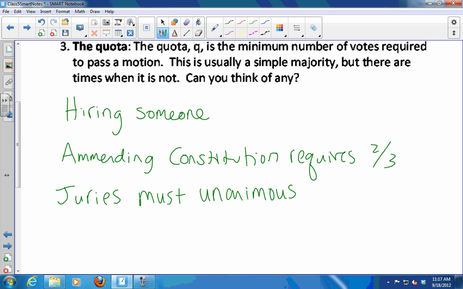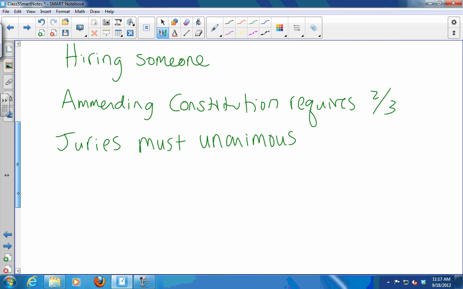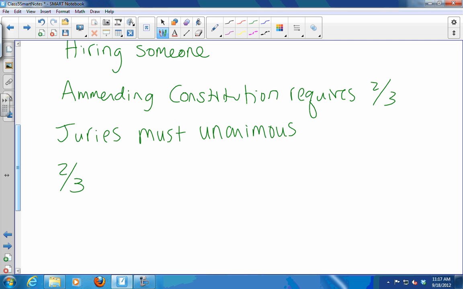You need 2/3 in another situation that has to do with our government. To pass a law? To overcome a veto. Yeah. If Congress passes a law, it takes just a majority to pass a law. But if the president vetoes it, it goes back to Congress, and if they can pass it with 2/3, it's veto proof. So 2/3 of Congress makes a law veto proof.